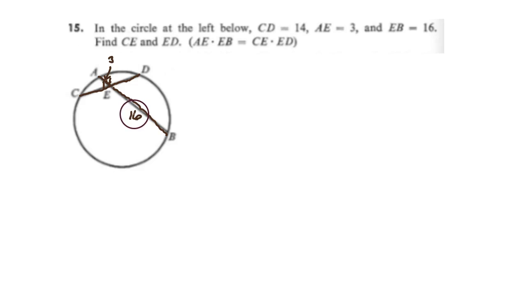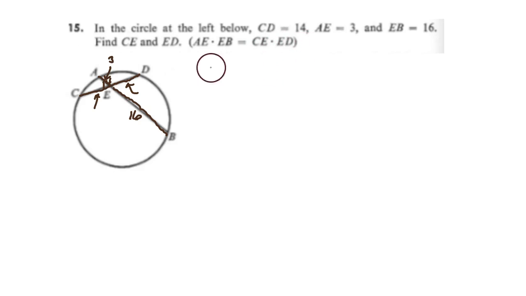Find CE and find ED. We want to find this piece and this piece. Notice we know that they add up to the 14 that we had labeled for all the way across. To help us, we're given this geometry theorem about intersecting chords in a circle. The AE part times the EB part is equal to the CE part times the ED part.